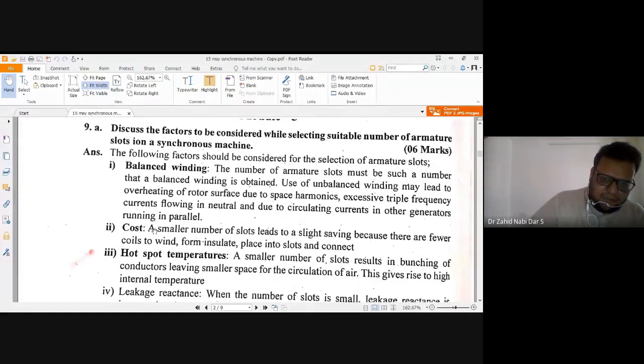Balanced winding should be equal, you are telling. See, balanced winding does not exactly mean equal, but it should be in such a manner that no harmonics are produced, and no excessive currents, leakage currents or circulating currents flow that may damage the other generators running in parallel. So how do we do it? The number of armature slots must be such a number that a balanced winding is obtained.